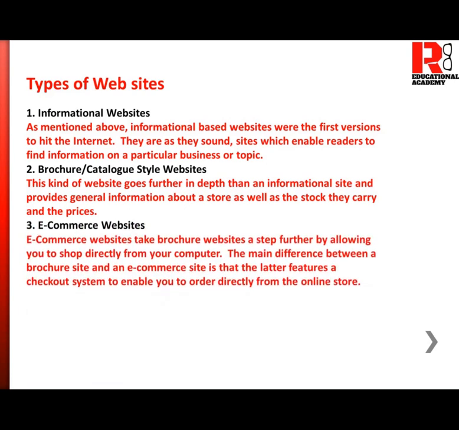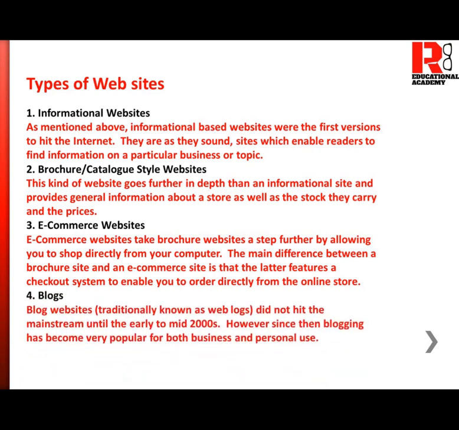E-commerce websites. E-commerce websites take brochure websites a step further by allowing you to shop directly from your computer. The main difference between a brochure site and an e-commerce site is that the latter features a checkout system to enable you to order directly from the online store. For example, Amazon, Flipkart, etc. Next is blogs. Blog websites, traditionally known as web blogs, didn't hit the mainstream until the early to mid 2000s. However, since then, blogging has become very popular for both businesses as well as personal use.